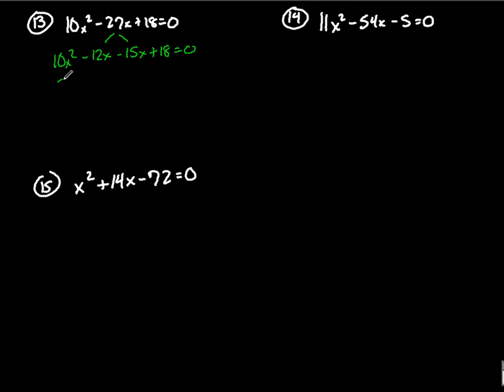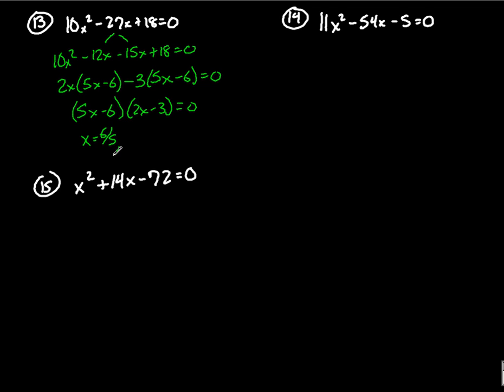Factor out what I can. I'll factor out 2x here. Leaves me with 5x minus 6. I want to factor out a minus 3 here. That way I'm left with positive 5x minus 6 again. So 5x minus 6 for the first, 2x minus 3 for the second. So I'm left with x equals 6 over 5 and x also equals a positive 3 over 2, 6/5 and 3/2. I'll give you one more table method to look at.